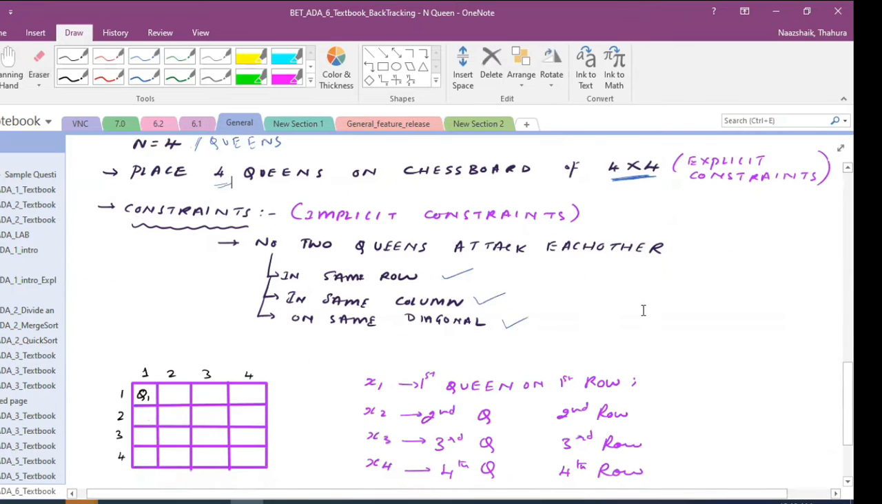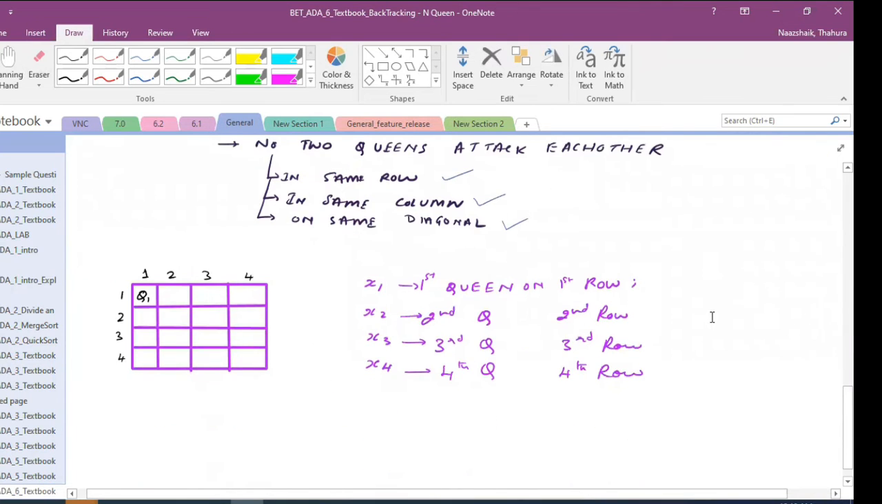Okay. So let's look at how to solve this. Here also we understood that you have to place queen 1 on the first row. You have to place queen 2 on the second row. You have to place queen 3 on the third row and queen 4 on the fourth row. So what we will do is we will show the positioning.